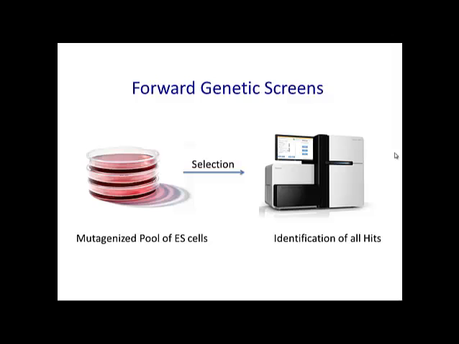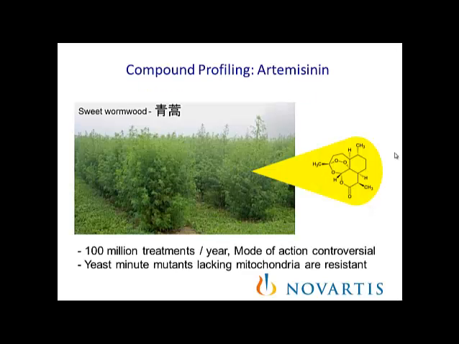One of the examples that I can show here is Artemisinin. It's used as a treatment for malaria, but also cancer. And it's one of the most prescribed drugs in the world. It's got more than 100 million treatments a year. The mode of action is not entirely clear. We did this in collaboration with Novartis, who had told us that yeast minute mutants, so the mutants lacking mitochondria, were resistant. So it was clear that somehow the action of artemisinin had to do with the mitochondria, but it was not entirely clear how.